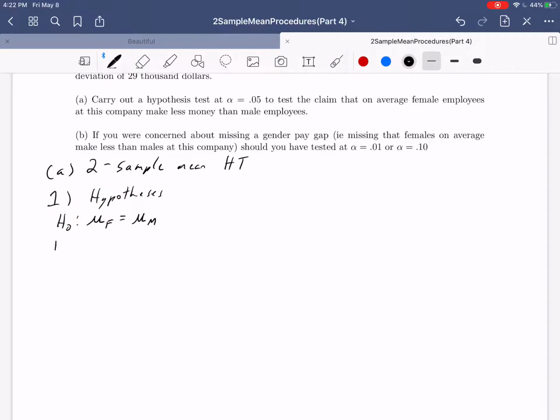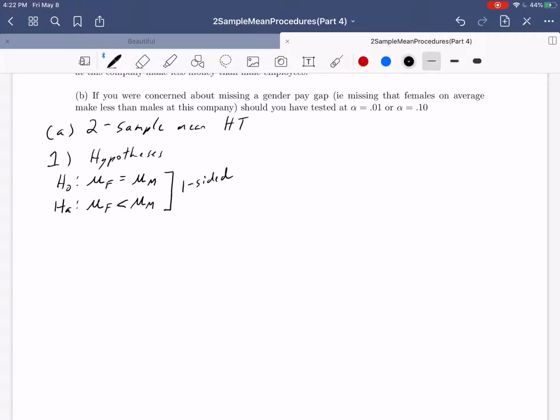What's our claim or our concern here for our alternate? Well, we're worried that females on average are making less. So our alternate is going to be mu sub f less than mu sub m. And that means that this, when we get to the p-value part, is going to be one-sided because we're using that less than there. Okay, let's go ahead and look at the conditions.